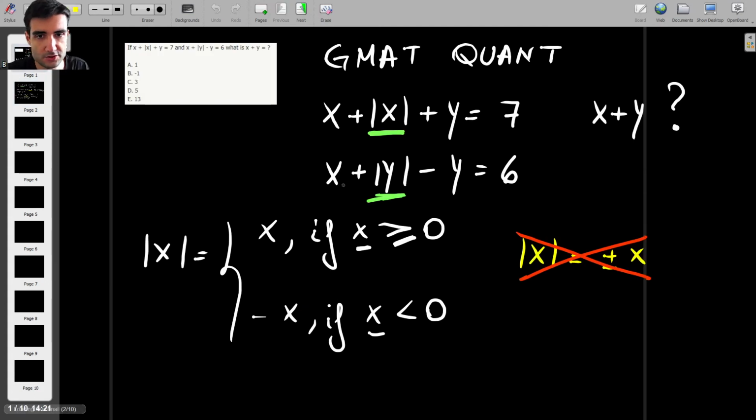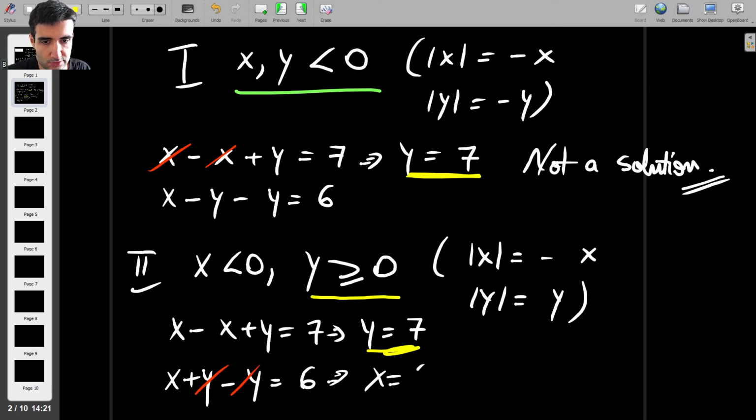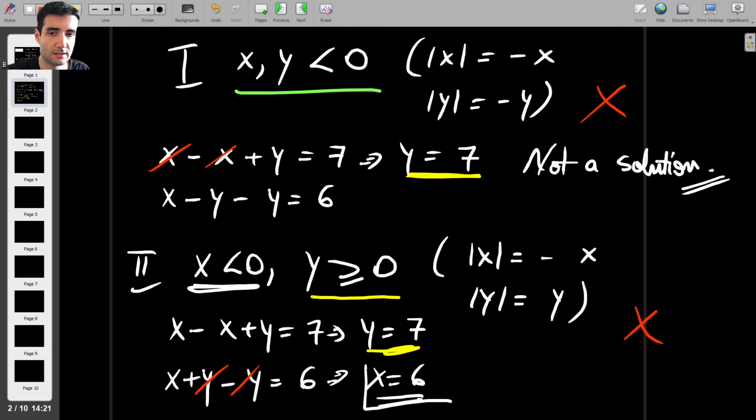The second equation is x plus y minus y is equal to 6. So the y's cancel out, and what you get is x is equal to 6, which is a contradiction because x should be negative, but we got a value of 6. So this is not right either, and we'll have to consider another case.